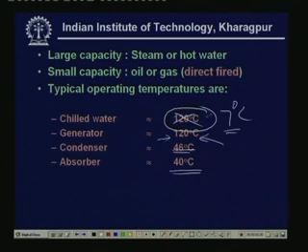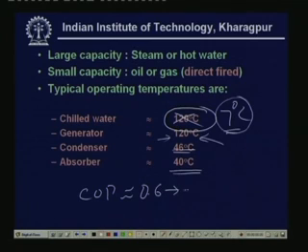So with this kind of operating temperatures, you can get chilled water at 7 degrees centigrade, and the COP will be in the range of about 0.6 to 0.8. So this is a typical operation.